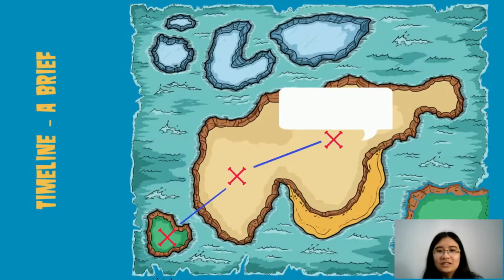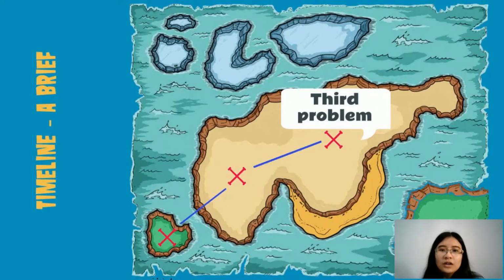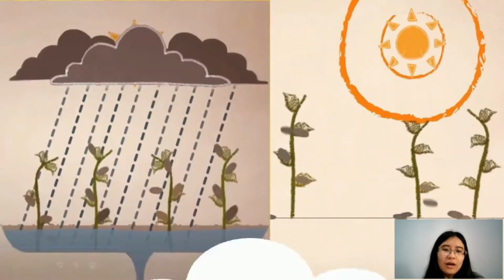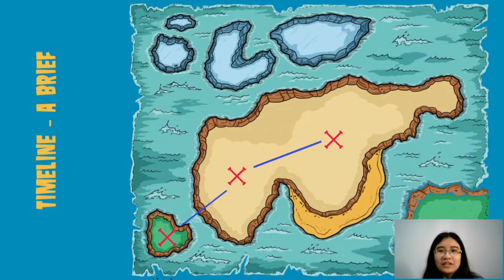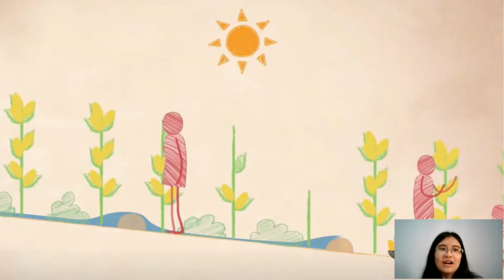So next is the third problem. So from here you can see that some place is too hot and some place is over rain. That's why the crops die. So let's discuss with others, build a water system to carry rainwater from another place to one place that's lacking of water. And it's the end. They reach and get the treasure. So now they will cover the crops.